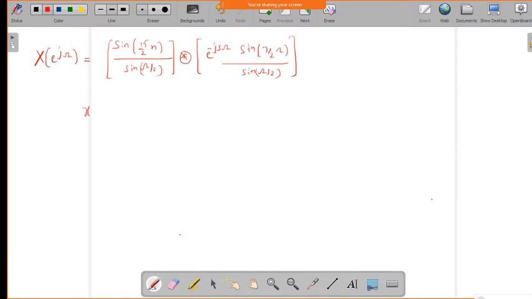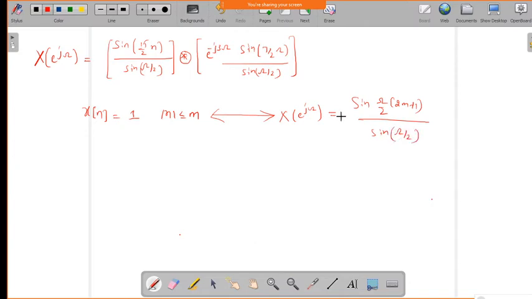If your x of n is equal to 1 for n less than or equal to m, that is, n varies between the negative and positive side, with the value m, then the corresponding DTFT we have found already. What is the corresponding DTFT? X of e power j omega is equal to sine of omega by 2 into (2m plus 1), divided by sine of omega by 2. So this we have already done.